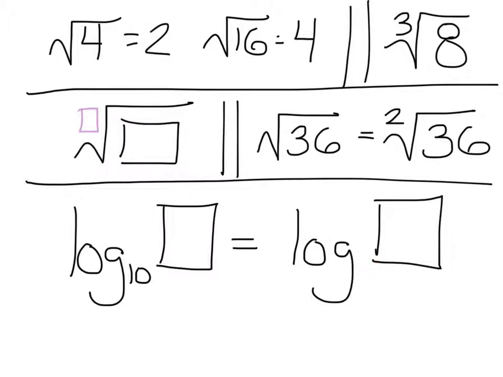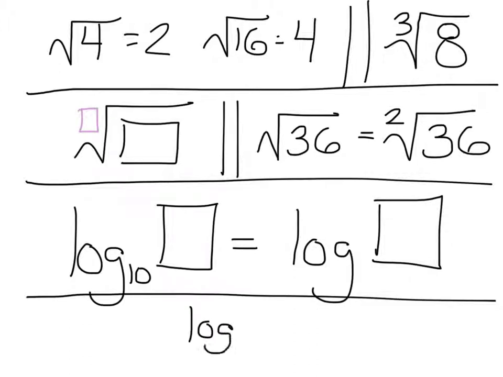So if you see something, say log 100, and you don't see some value down here, you can assume that smaller number is 10. It's a very simple idea, but it's something that you need to be very careful about when you're doing problems.